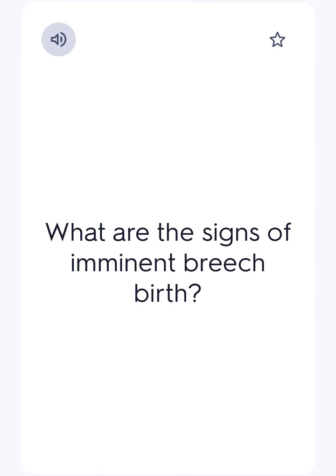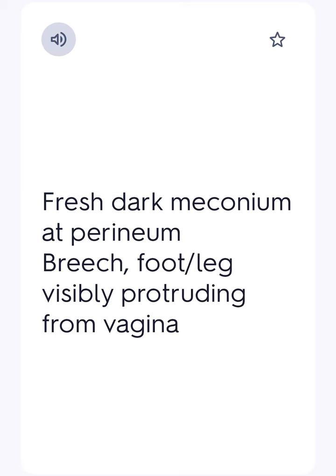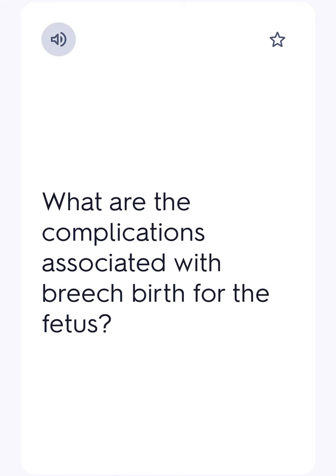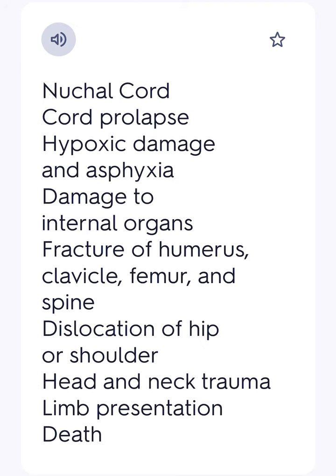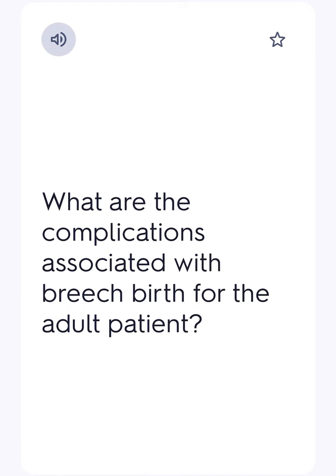What are the signs of imminent breech birth? Fresh dark meconium at perineum breech, foot/leg visibly protruding from vagina. What are the complications associated with breech birth for the fetus? Nuchal cord prolapse, hypoxic damage and asphyxia, damage to internal organs, fracture of humerus, clavicle, femur, and spine, dislocation of hip or shoulder, head and neck trauma, limb presentation, death. What are the complications associated with breech birth for the adult patient?